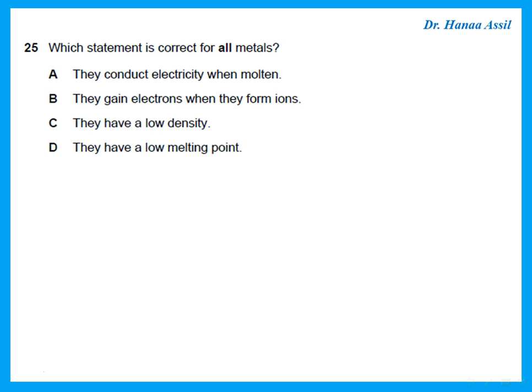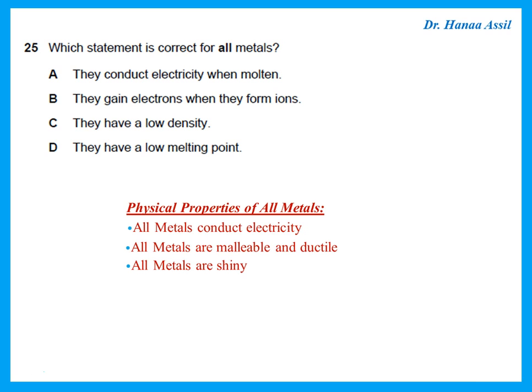Which statement is correct for all metals? Okay, which of these applies to all metals? They conduct electricity when molten. Actually, that is correct. We said all metals conduct electricity. All metals are malleable and ductile. All metals are shiny. So the one that applies to all metals is that first one.